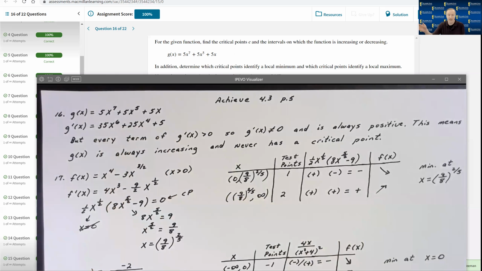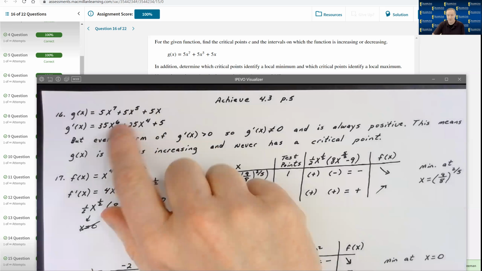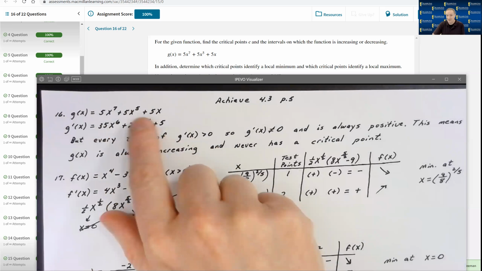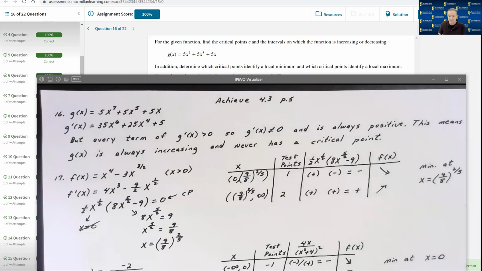All it means is it doesn't have any critical points. So this means that the original function is what's called a monotonic function. It never changes direction. It never flattens out. And I can also see, since my derivative is always positive, then that means that the original function is always increasing. So from left to right, this function is always, always, always moving upward.